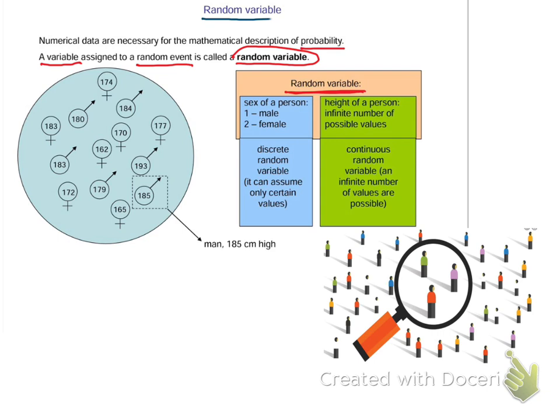One of them is the discrete random variable, and the other is the continuous random variable. A discrete random variable means that I don't have many options. For example, the blood group. Blood group could be group A, or blood group B, or blood group O, or blood group AB. I don't have any other choices. So this is called a discrete variable, because I don't have many options.